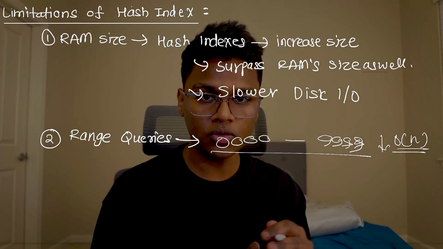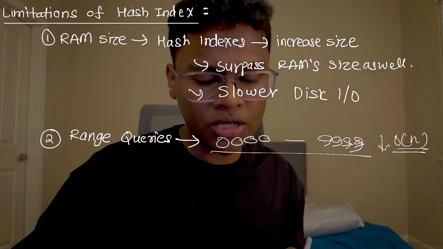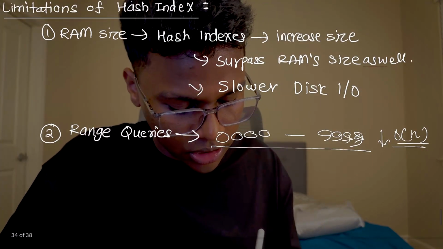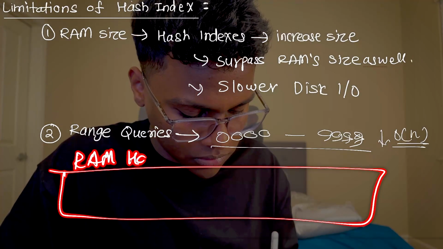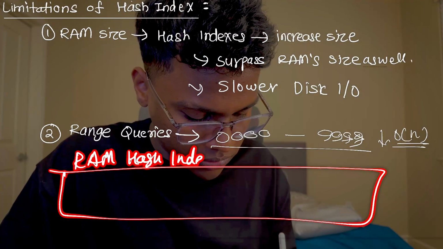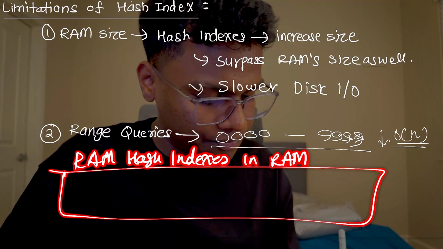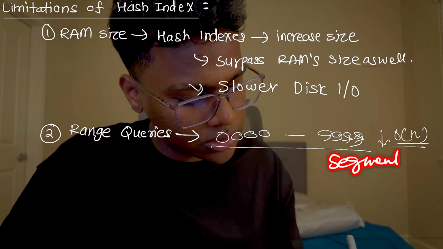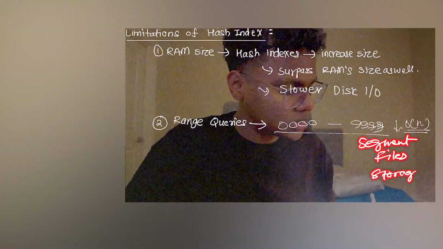So just to give you the context of what I'm even talking about, where are we searching it? What are we searching it? So we are talking about hash indexes in the RAM, and segment files in the storage.